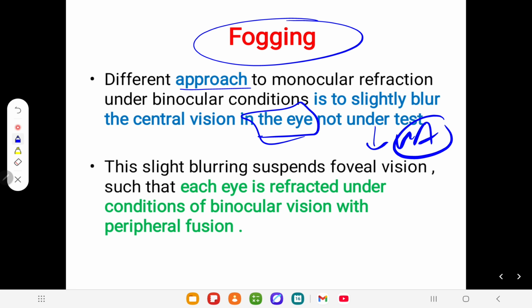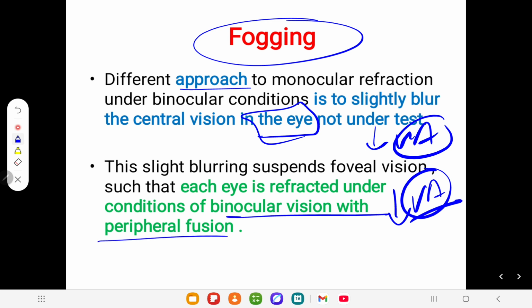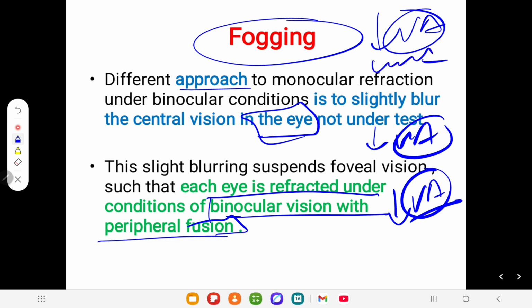Because central vision means the vision from the macula. We decrease the central vision, but peripheral vision is good. So peripheral fusion is there, which creates binocular viewing conditions. In that condition, we are doing the monocular subjective refraction, and that's basically fogging. Fogging means to reduce the central visual acuity of the untested eye. That's it. So we will definitely discuss the procedure of each in another video.